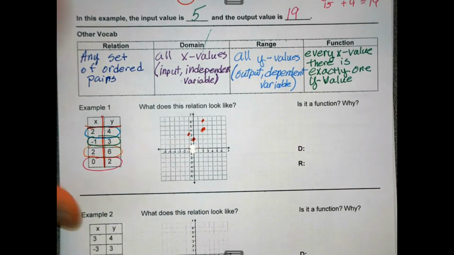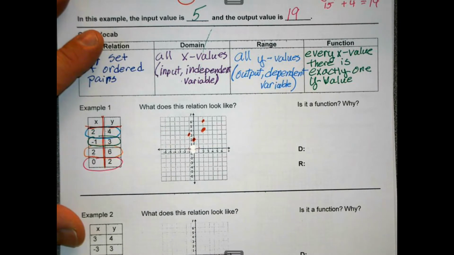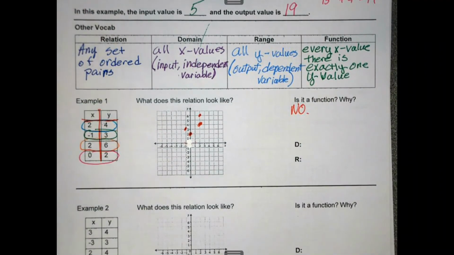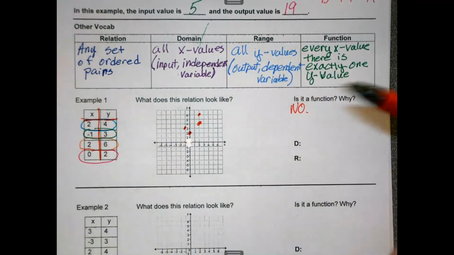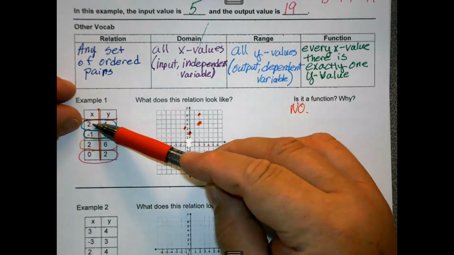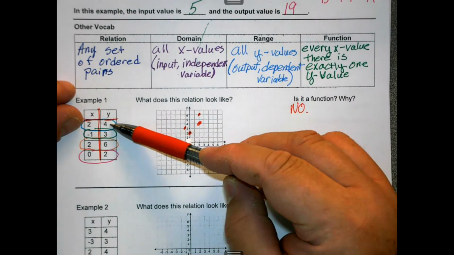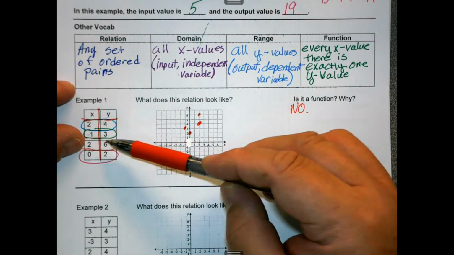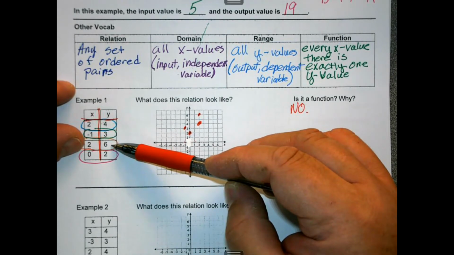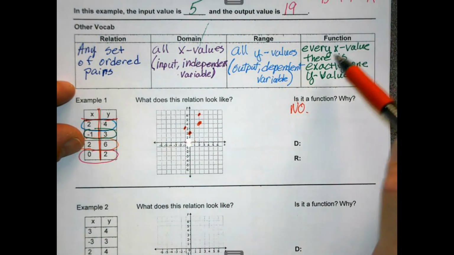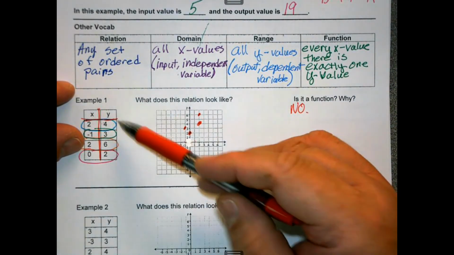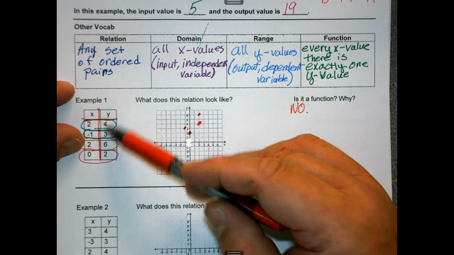I hate to tell you this. This is not a function. Because, look at this. I have an x value 2 that has a y value 4. I have an x value 2 that has a y value 6. So for every x, there is not exactly one y value in this set of ordered pairs. We have 2 y values for that 2.